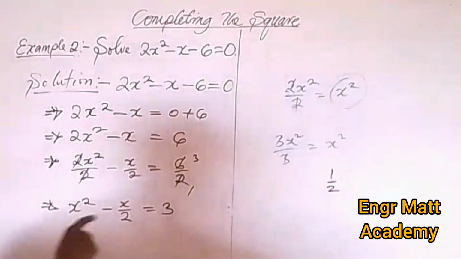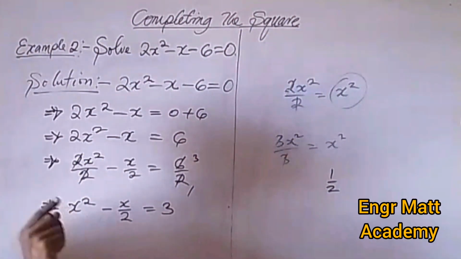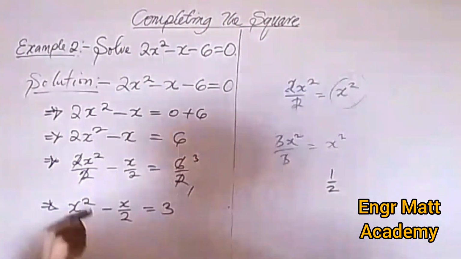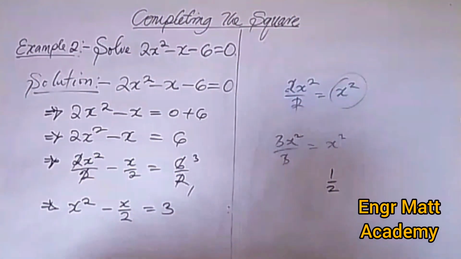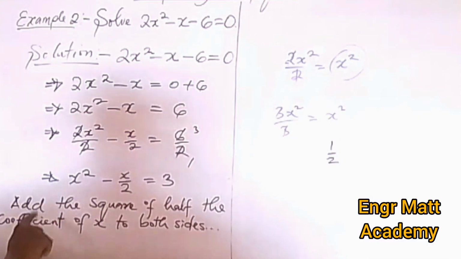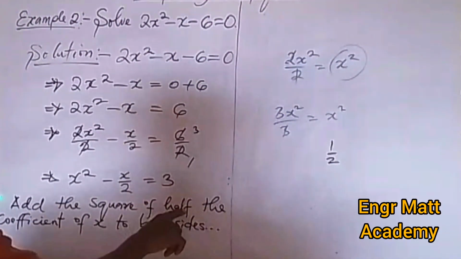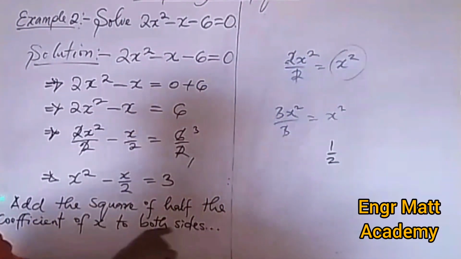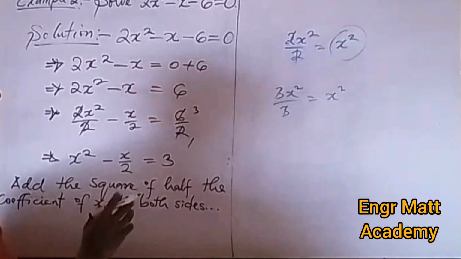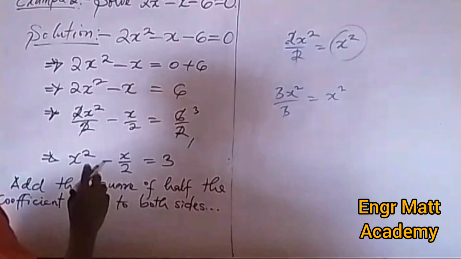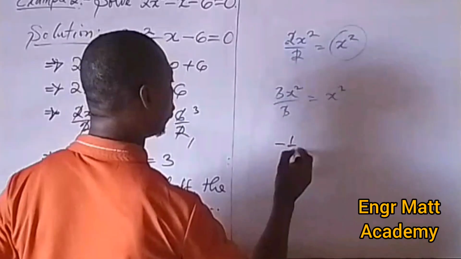This is the point where we add the square of half the coefficient of x to both sides of the equation. So we are adding the square of half the coefficient of x to both sides of the equation. So in this equation, what is the coefficient of x? The coefficient of x is minus 1 over 2.